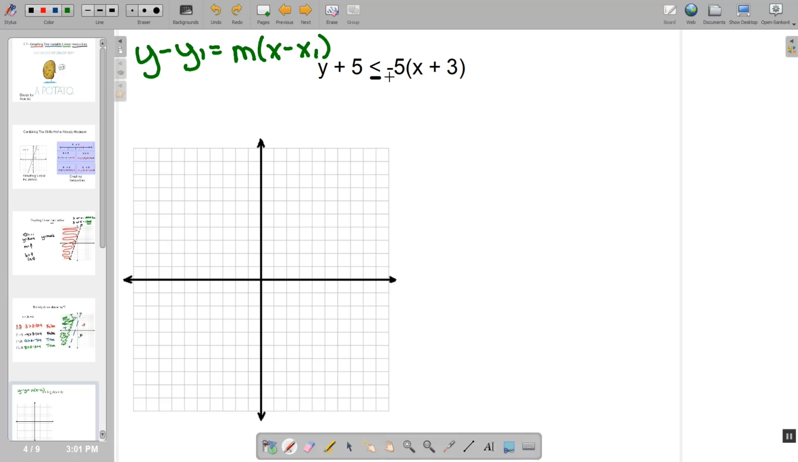So the point here would be negative 3 for our x, because it has to be opposite because of that negative sign. And our y is going to be negative 5, because once again, it must be opposite. And our slope is negative 5, or negative 5 over 1. From here, I'm going to graph my ordered pair first, which is negative 3, negative 5, right there. And now I'm going to use my slope to graph as many points as I can.